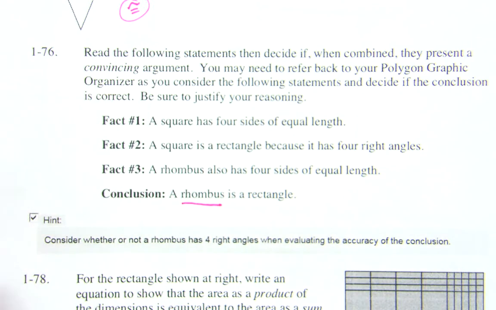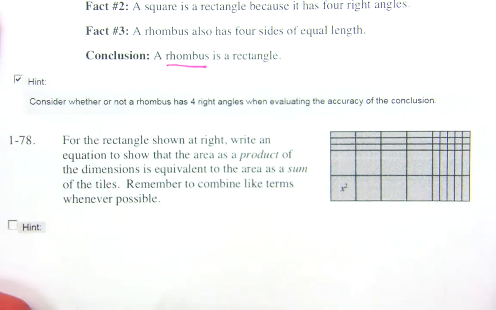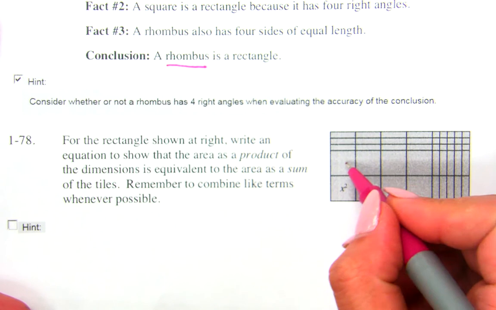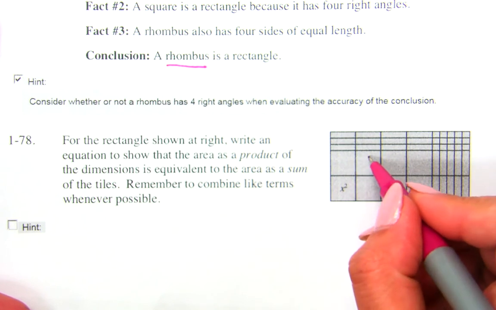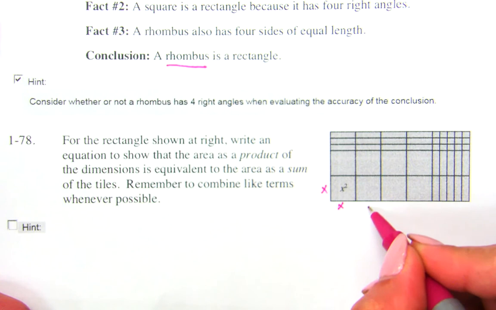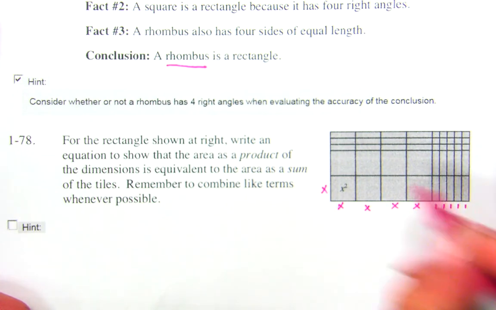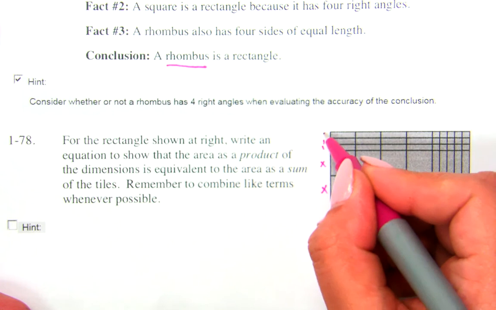All right, on number 78. The rectangle shown at the right, write an equation to show what the area is as a product and then as a sum. So we did a little bit more of this in class. That's the x squared tile, right? So in this whole area here, this would be a length of x, this would be a length of x, x, x. This is a length of 1, 1, 1, 1. That's the length of x, that's 1, 1, 1.